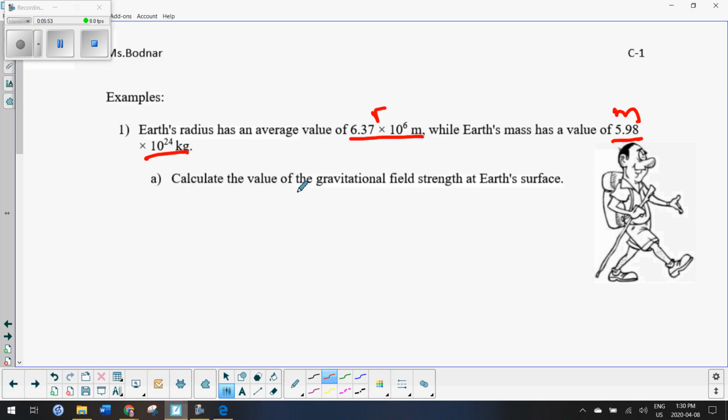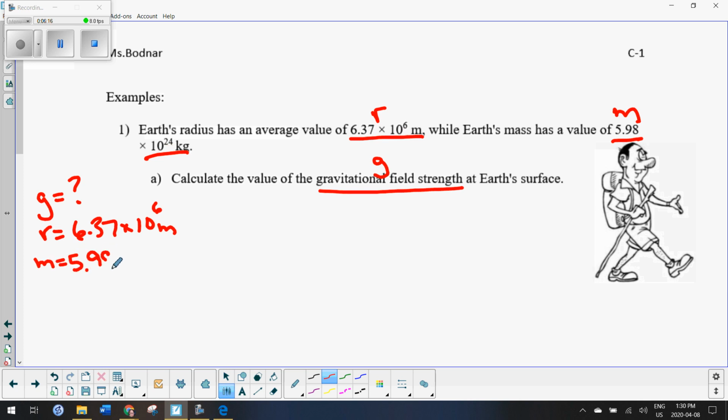Then it's asking you to calculate the gravitational field strength at Earth's surface, so you're trying to find g. I'm going to list my variables to the side. g equals question mark because we don't know it. r is 6.37 times 10 to the 6 meters. My mass is 5.98 times 10 to the 24 kilograms. And it doesn't give me anything else.